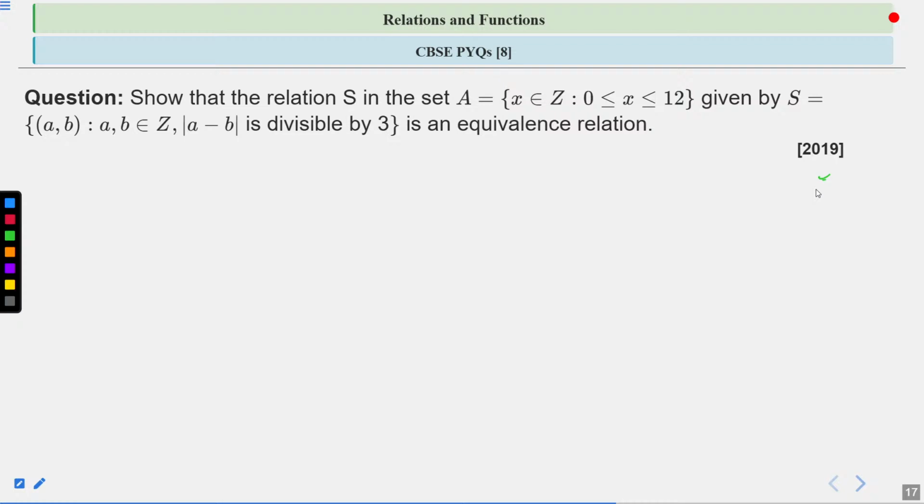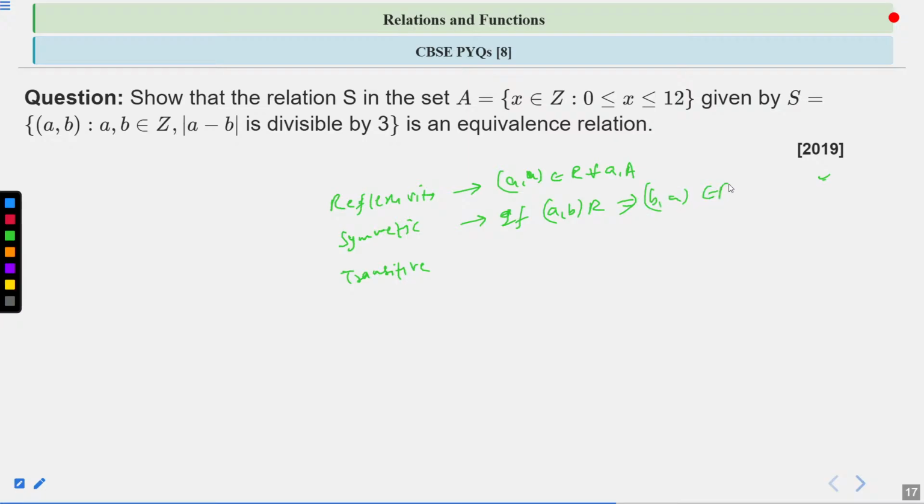Again, we have to prove that the relation is an equivalence. That is, we need to first discuss reflexivity, then symmetricity, then transitivity. What was the condition of reflexivity? (a, a) must belong to R for all a belonging to A. And what was the condition of symmetricity? If (a, b) belongs to R, this implies (b, a) must belong to R.